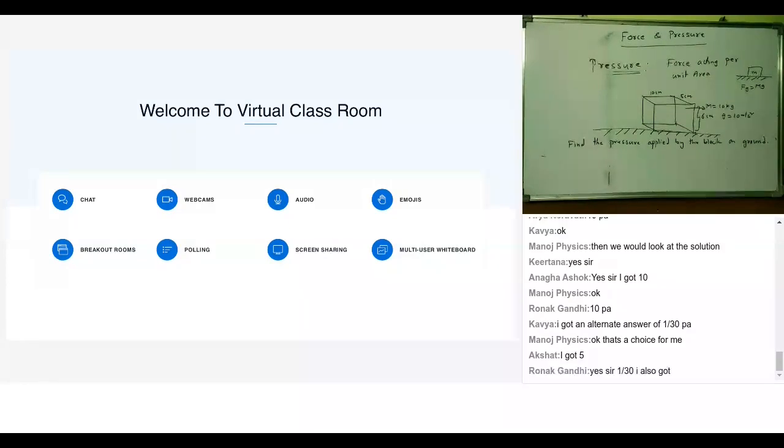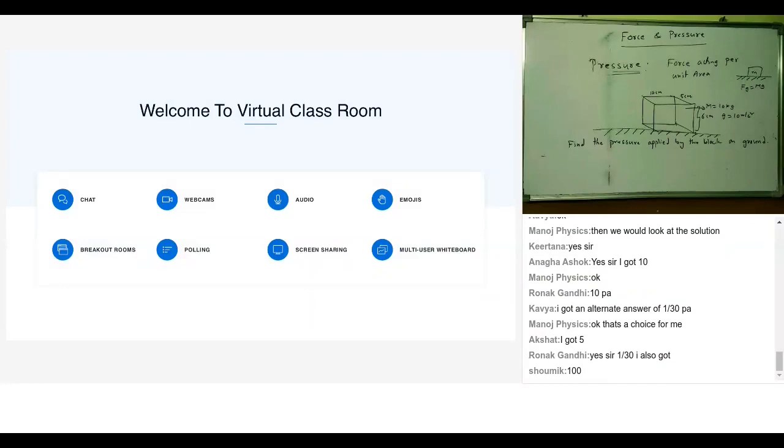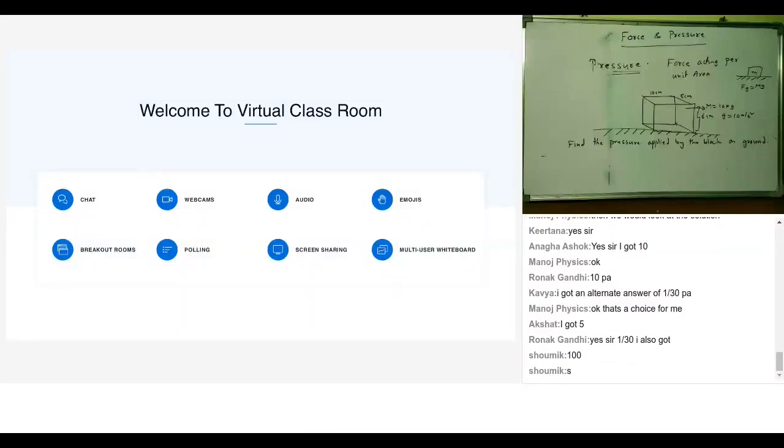Akshat got 5. Ronak got 1/30, and Kavya got... Ronak, you got so many answers. 1/30, 10. Ashok got 10. Sir, every time it comes different, but 1/30 is my final answer. Isn't it 10? So you take it as 1/30. Fine. So that's the final answer. Shaumik 10, yeah. I need the units also. Sir, I think it's 10 pascals. You think it is 10 Pascal.